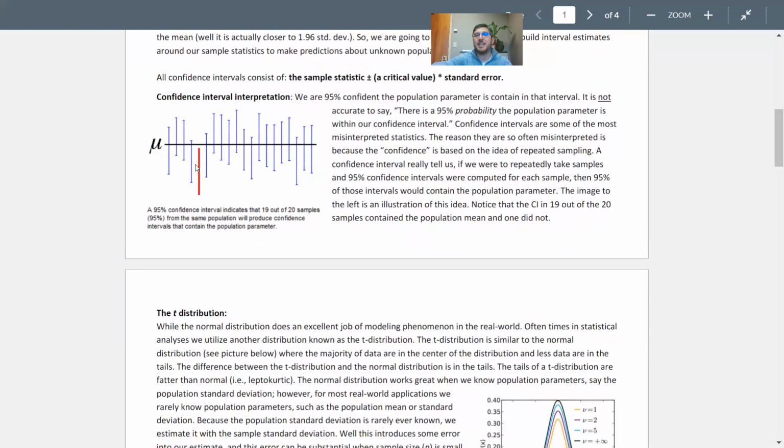This is really what the idea of a confidence interval is telling us: if we were to go out and repeatedly sample from the population and calculate confidence intervals each time, then 95% of those intervals would contain the population mean, and 5% would not.